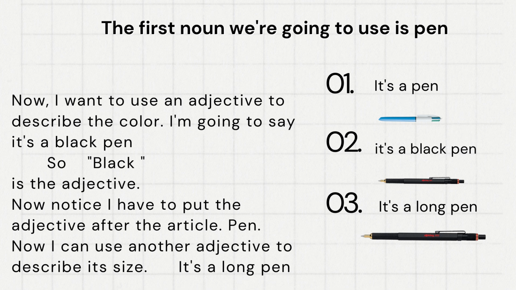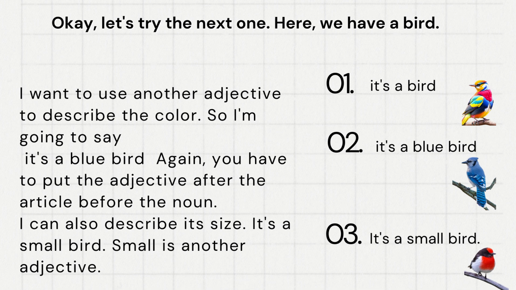Now I want to use an adjective to describe the color. I'm going to say it's a black pen. So black is the adjective. Now notice I have to put the adjective after the article. Pen. Now I can use another adjective to describe its size. It's a long pen. Okay, let's try the next one.